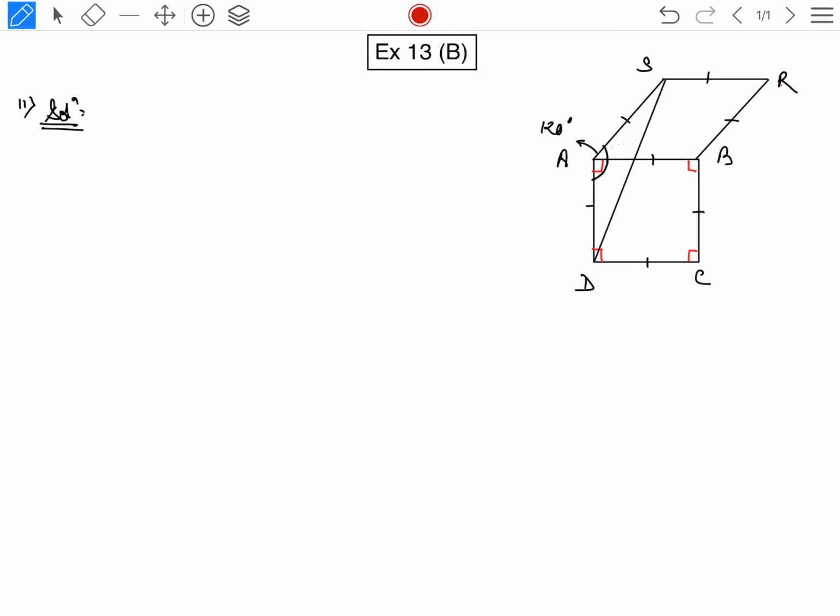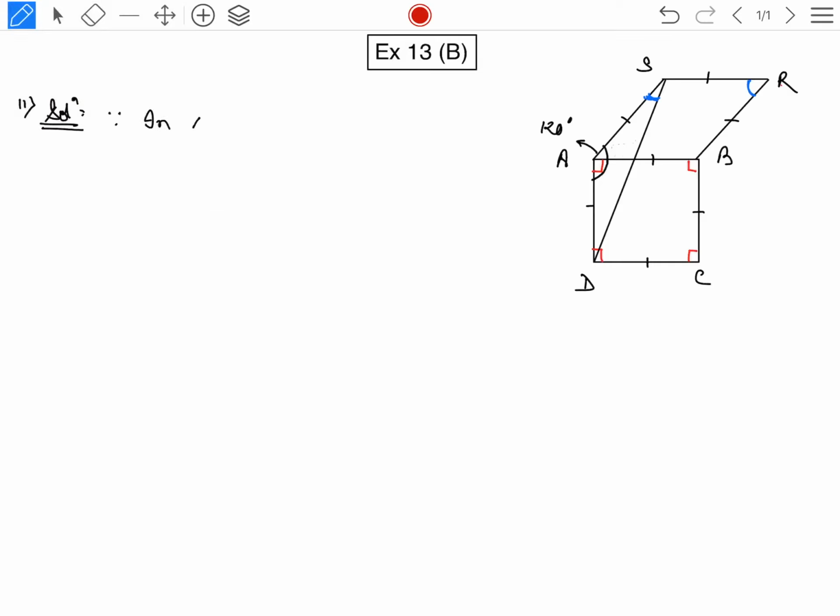Now you need to find two angles. Which two angles you need to find? One angle is angle ASD, that means this angle you need to find. And another angle is angle SRB. SRB means this angle. So these two angles we need to find. Now see, from triangle ASD, what can you say? These two sides are equal, yes or no?